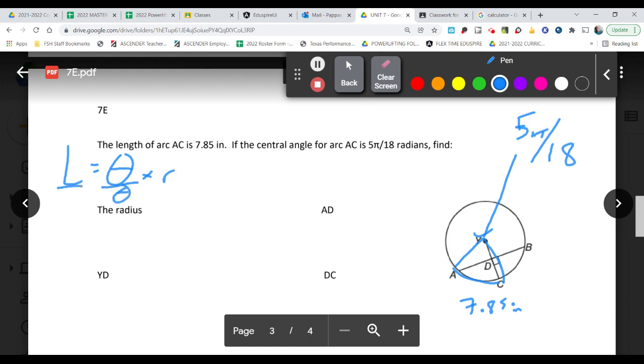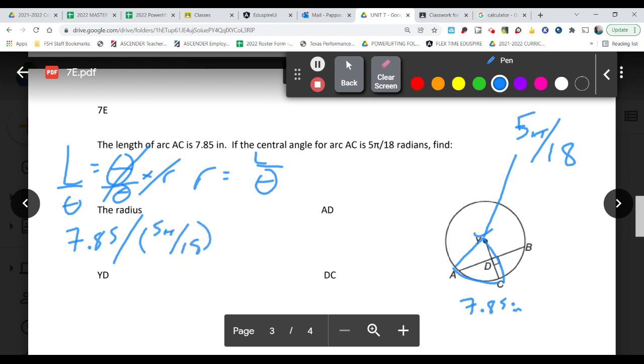So r is equal to length divided by theta, and so that's what we'll do first. For the radius, it'll be 7.85 divided by parentheses 5 pi over 18, and again, make sure we put parentheses in there. So the length of the arc, 7.85, divided by 5 pi over 18, which is our radians, is going to give us what the radius is equal to.